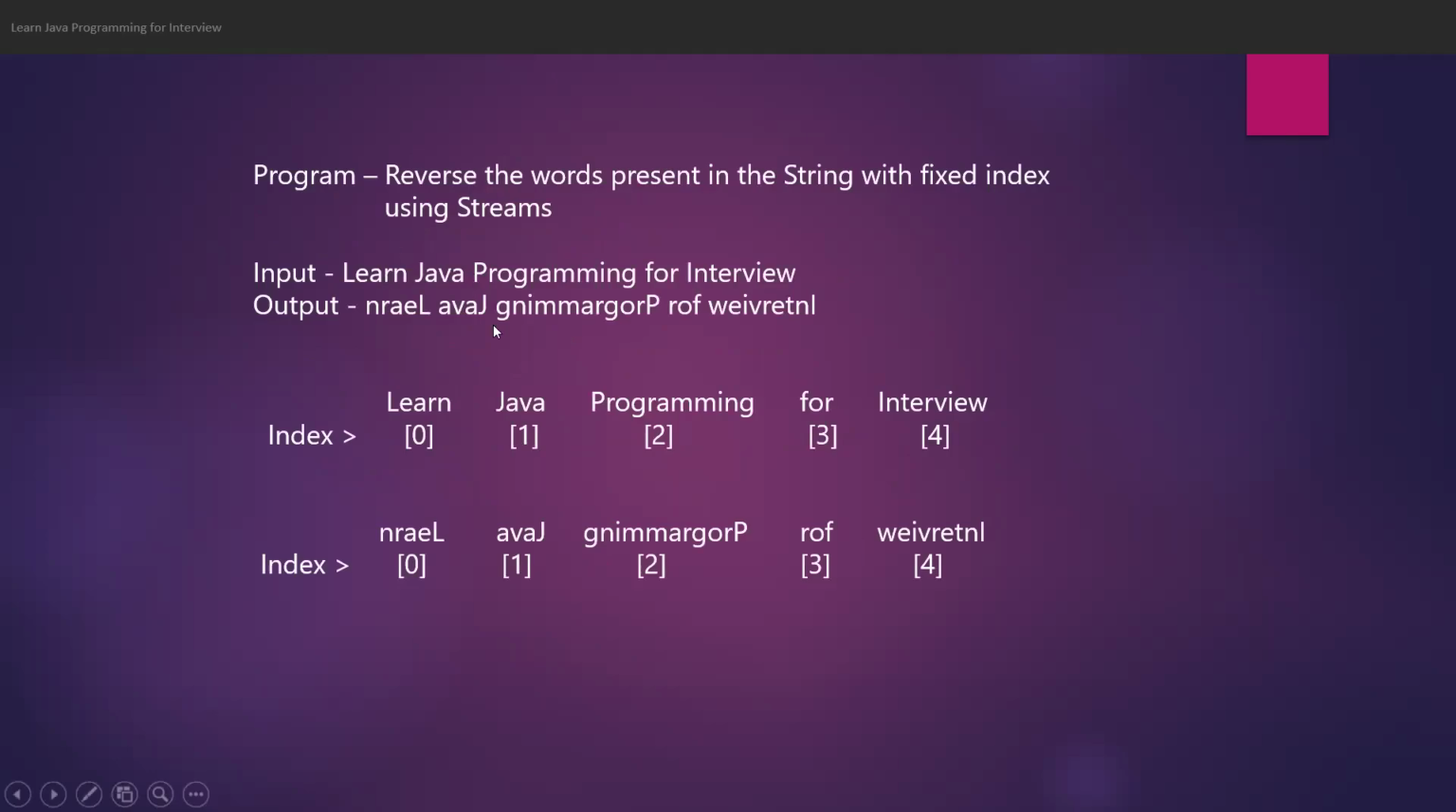This is my earlier video where we are reversing the word. The main difference between both programs is that here we are not reversing the indexes of the string, but we are reversing each character of the word. So learn is present on the zeroth index and in the output it will remain on the zeroth index, but we are reversing the characters of this word. This is the main difference between both these programs, and you might get confused at the time of interview.